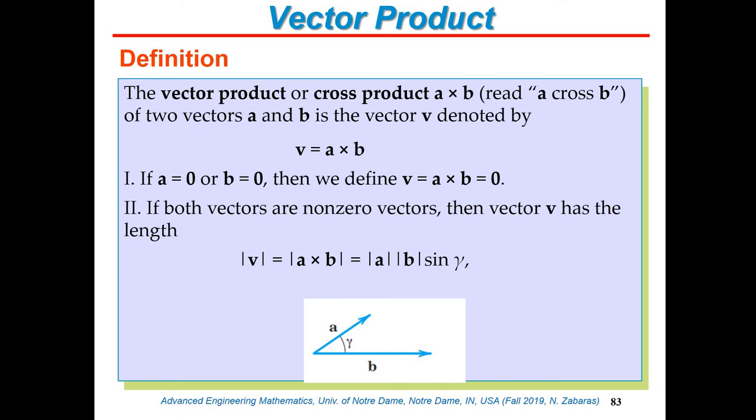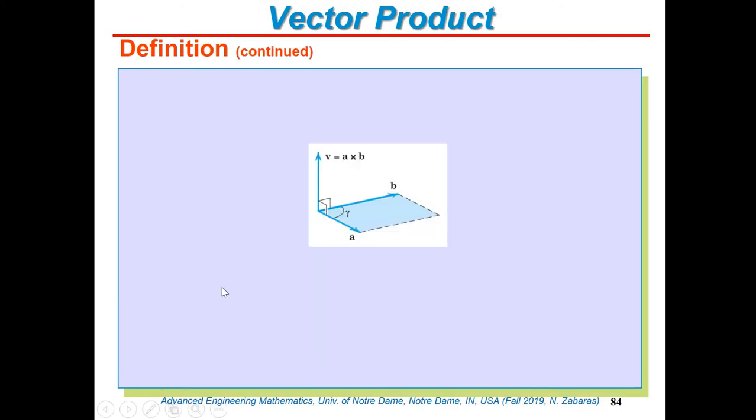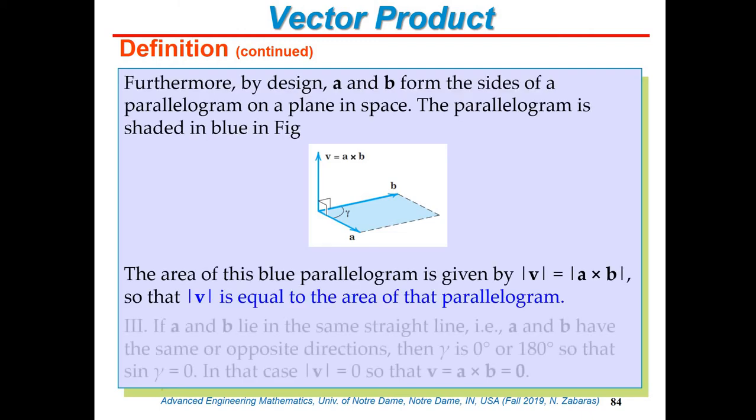What is the direction of A cross B? If I go to the next slide, the direction of the cross product is perpendicular to the plane of A and B, and the orientation of the cross product vector is defined by what we call the right-hand rule, which I am going to indicate for you on the next slide.